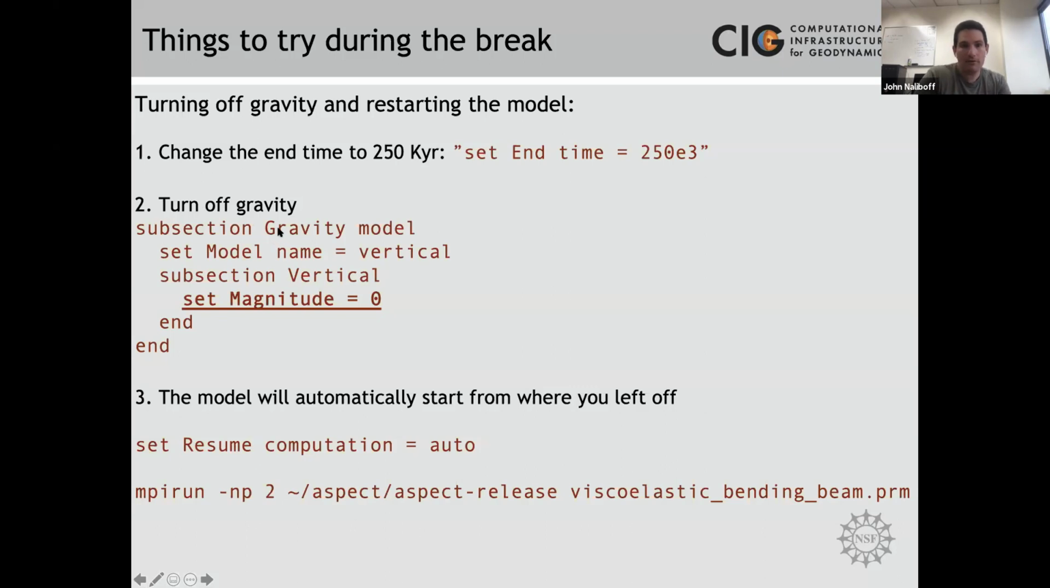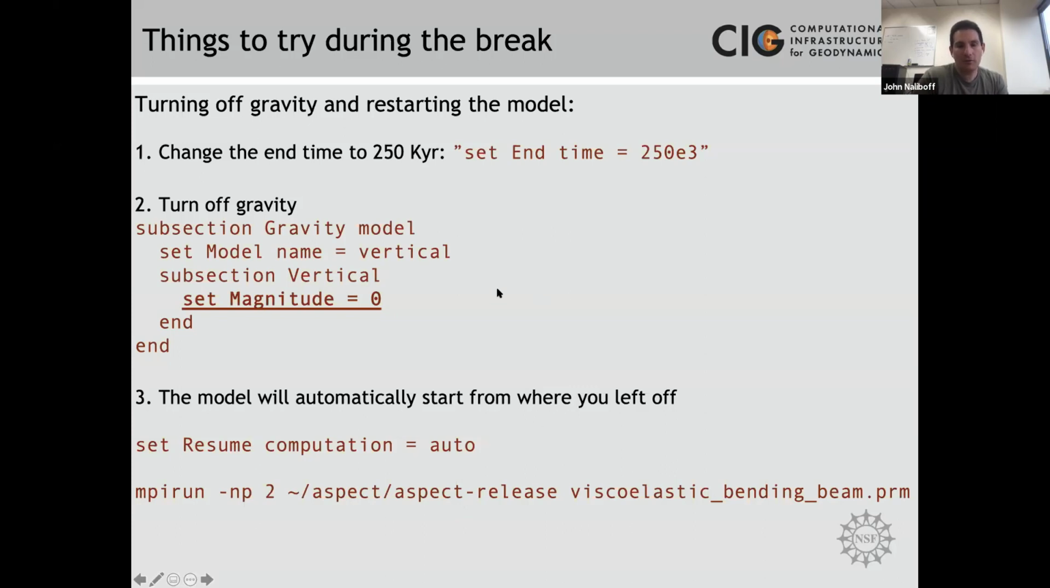You would go to the gravity model subsection, and you would just say set Magnitude = 0. It was initially set to 10, but if you set it to 0, then gravity is turned off. Because in this model we had set Resume computation = auto, if you ran your model for 10,000 years or 50,000 years, all you have to do is re-execute this command. If you just do mpirun, the number of processes, point to the aspect executable and the parameter file again, it'll automatically start off from the point it left.